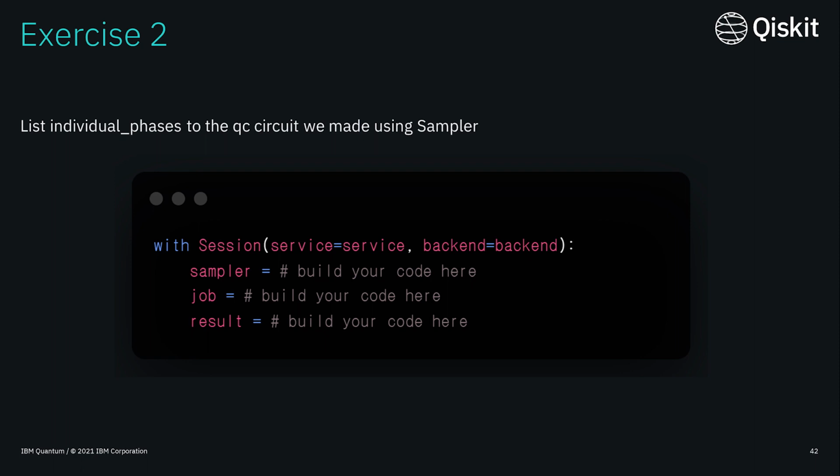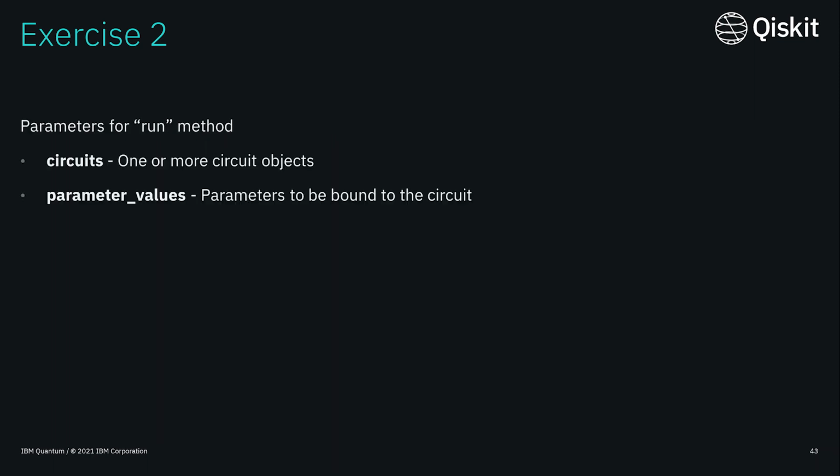As we saw in the example running the sampler, we can define the sampler, job, and result. For reference, we can set the circuit and parameter values as parameters for the run method. The circuit can be defined with one or more circuits, and parameter values defines the parameters that you want to bind.